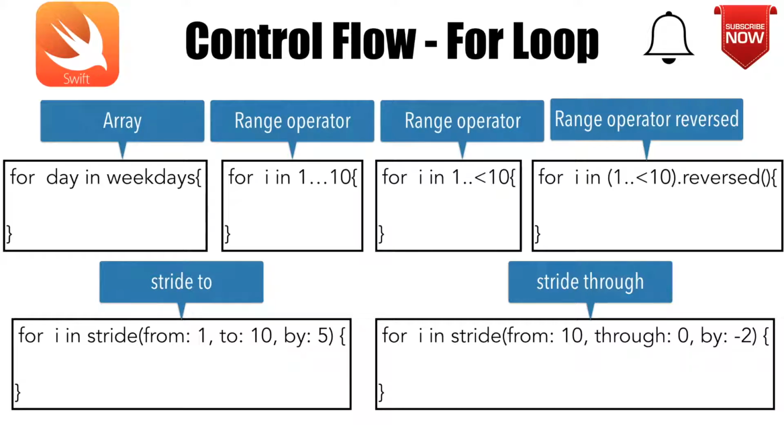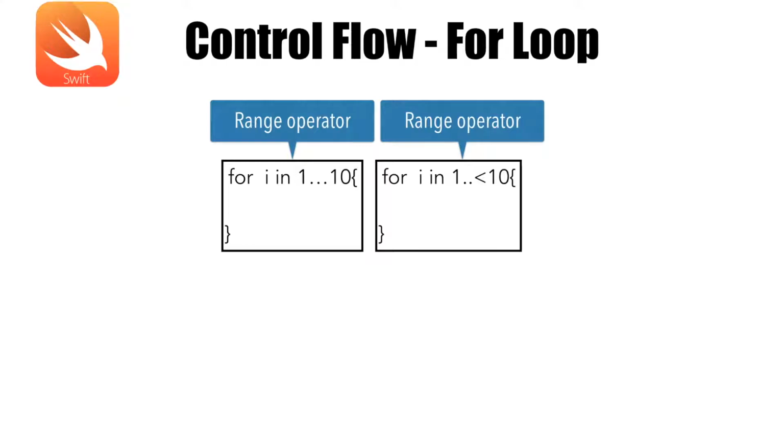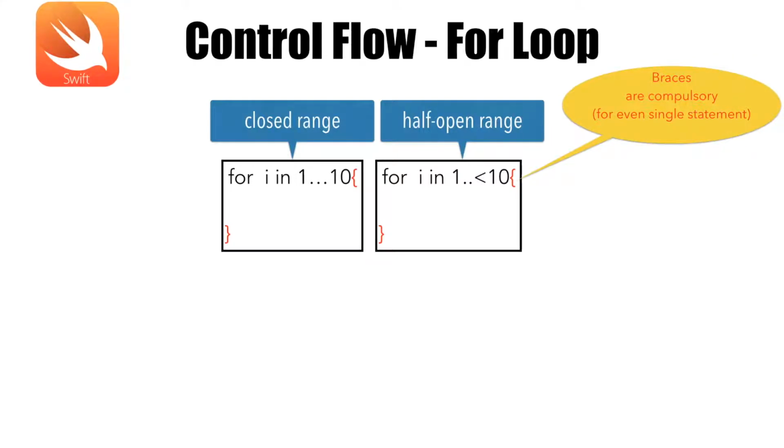In the previous demo of for loop in Swift, we have gone through various ways of writing the for loop. But I forgot to tell you that the range operator that we saw in the previous video has a specific name. The range operator with 3 dots is called closed range, and a 2 dot with less than sign is called half open range operator. And another important thing is in Swift, the braces are compulsory. Even if you write a single statement inside the loop, you have to write them within the braces. This might not have been the case in some of the other programming languages that you have worked with.